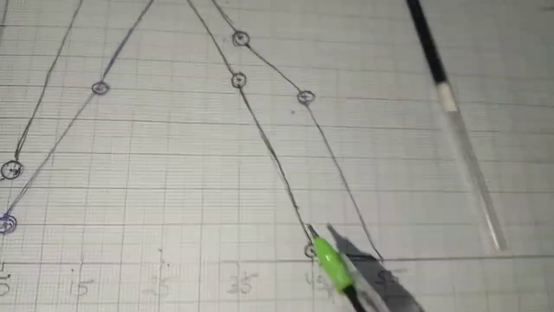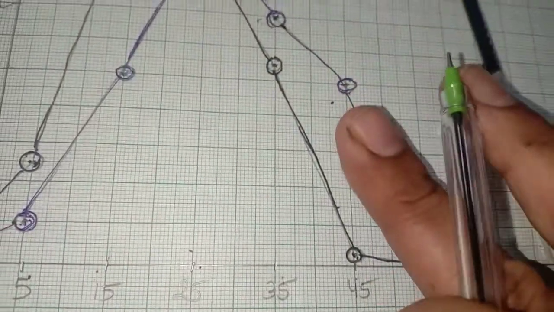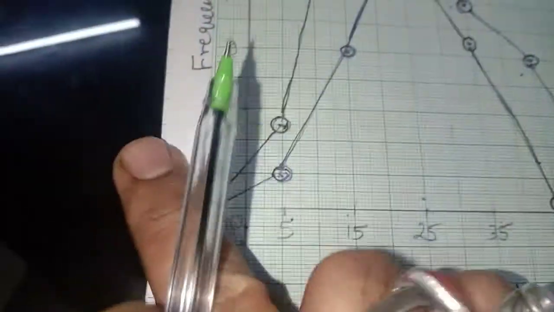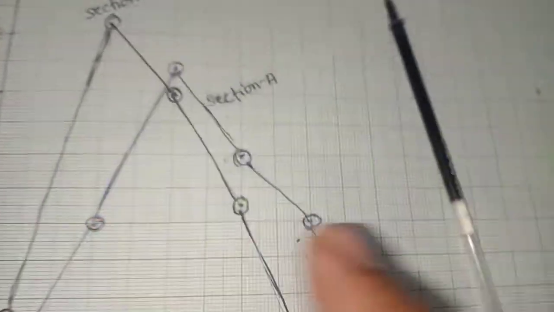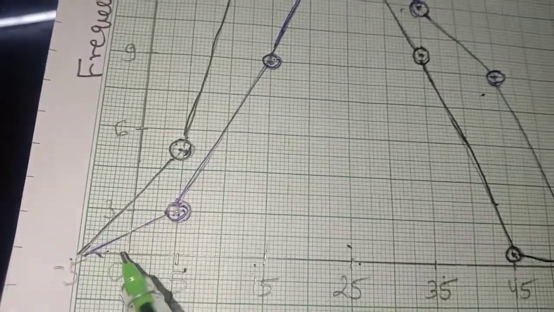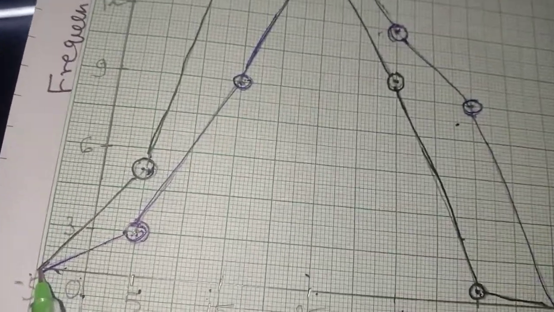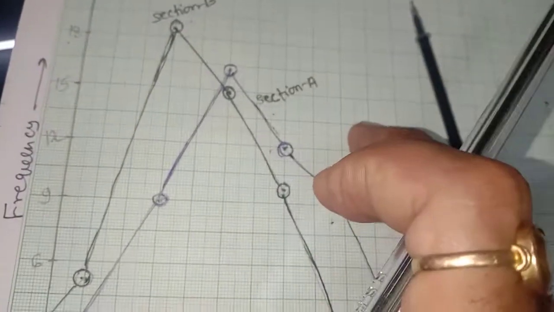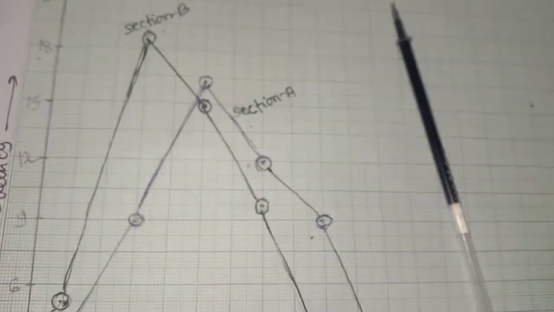So once again I am repeating, if you are leaving your graph up to here and you are not closing the graph, it's okay. But if it is starting from 0, we can take the initial point. So it will be somewhere here. Clear? So this is the frequency polygon of question number 6. Now I am going to the next question.